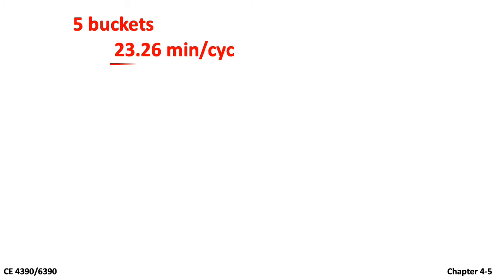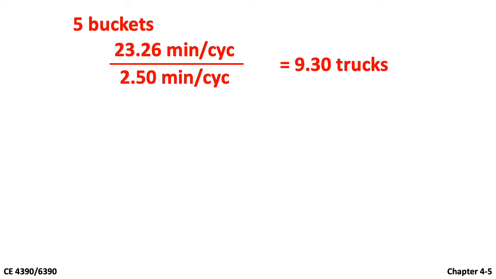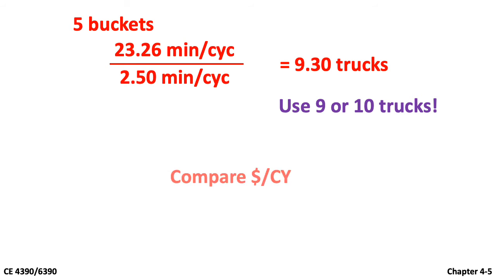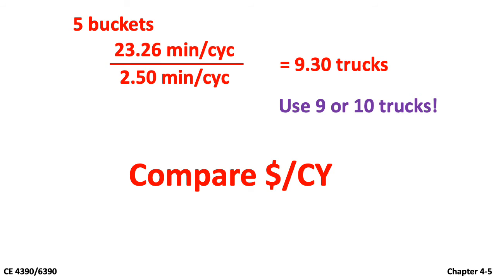With 5 buckets, the balance point is 9.3 trucks. So should we use 9 or 10 trucks? Remember that the number of trucks available is 10, so either 9 or 10 should be okay. But you need to choose the number of trucks that is more economical. So you need to compare the cost per cubic yard between two options. To calculate this, you need to know the production for these two options.